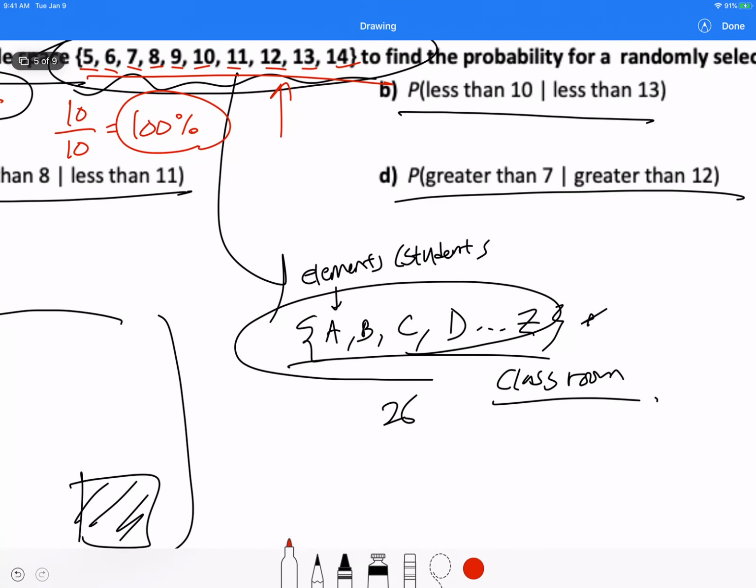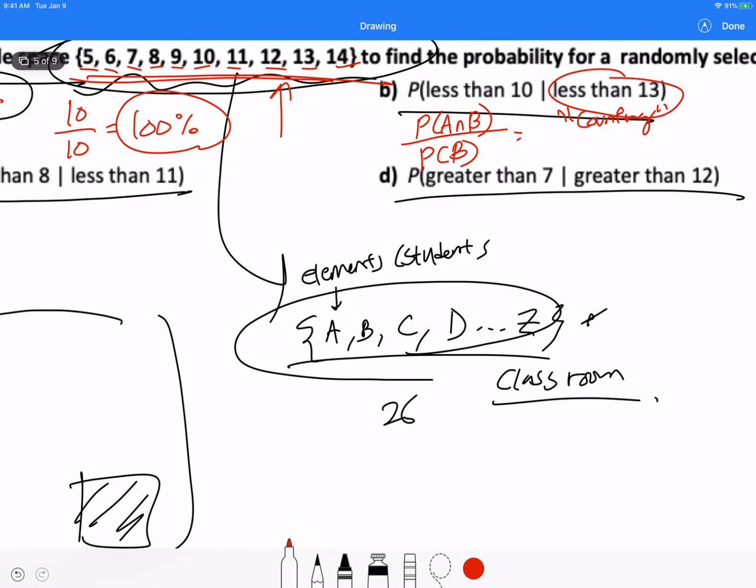Next, the probability of picking a number that's less than 10, given that it's less than 13. So this is the probability of A and B, given the probability of B. You can think of it that way, or you can just simply count. Counting would be the easier way to do this question because we have the list of numbers to deal with.